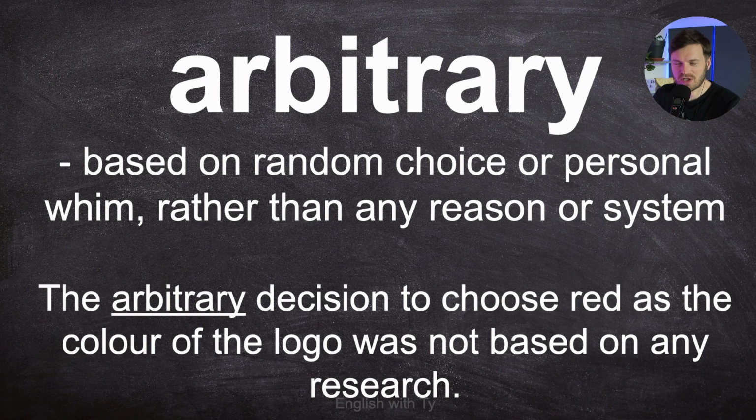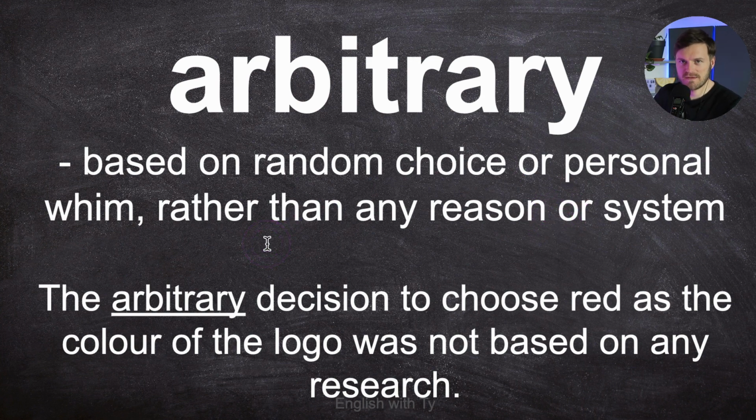The next word I want to talk about is arbitrary. Arbitrary is spelled A-R-B-I-T-R-A-R-Y, arbitrary. And what I want to emphasize here is the I again in the middle. It's not pronounced arbitrary, but arbitrary. And this means based on random choice or personal whim rather than any reason or system. That's when something is arbitrary.